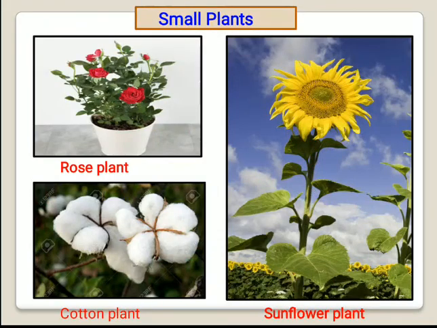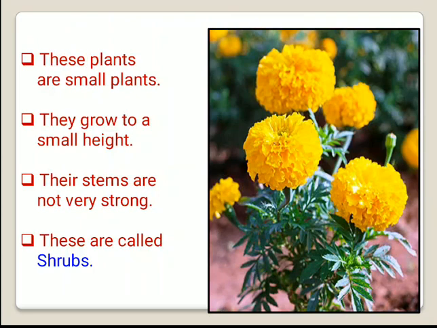Now we will learn about plants which are small. See these plants. Children, which are they? Yes, rose plant, sunflower plant and cotton plant. These plants are small plants. They grow to a small height and their stems are not very strong. These small plants are called shrubs.